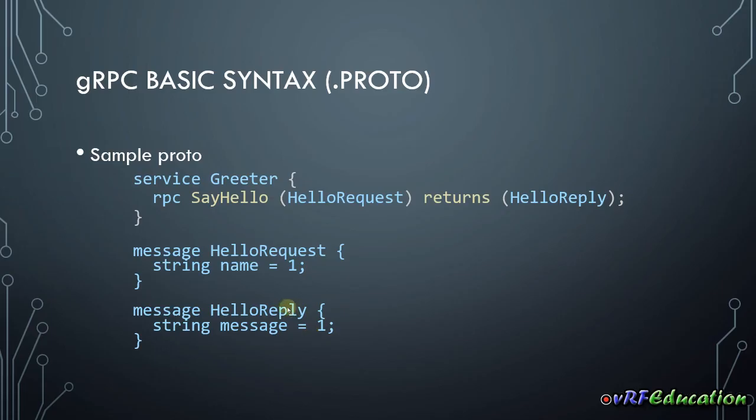And you might wonder why we initialize this name field inside the HelloRequest, or the message inside HelloReply. They are of type string, but we initialize them with a number. This is not initialization. This is the position of that field inside our data. Using this system, we don't need to provide the field name when we are transferring or exchanging data. But in JSON, we need to do that. We need to specify the key.